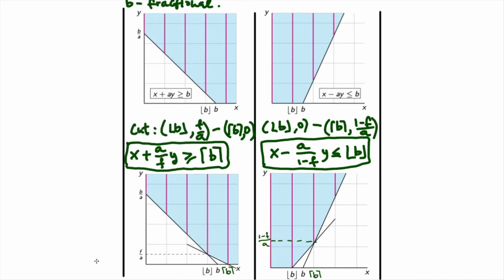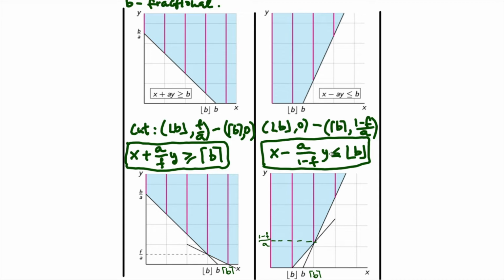So here we have x plus a over f times y is greater than or equal to the ceiling of B, and here we have x minus a over 1 minus f times y is less than or equal to the floor of B.